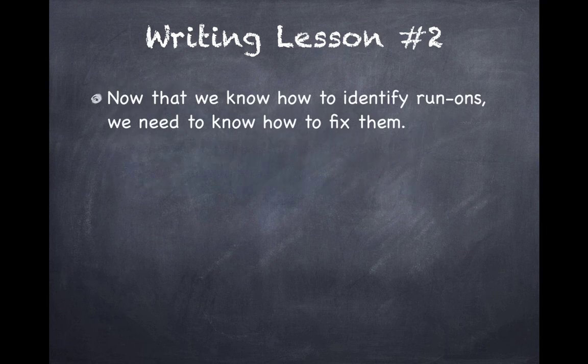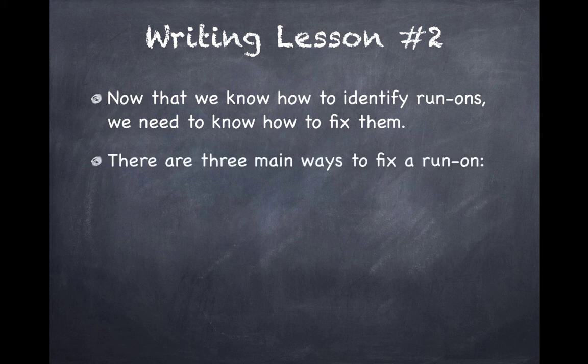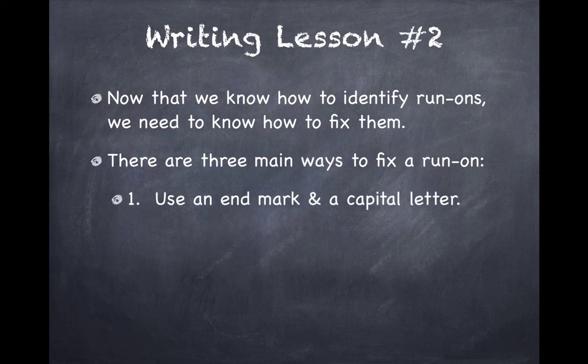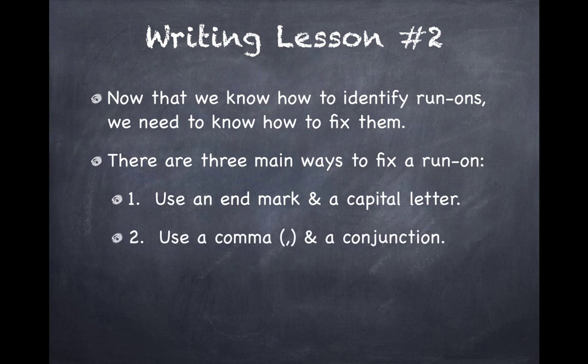Now that we know how to identify run-ons, we need to know how to fix them. There are three main ways to fix a run-on. First, use an end mark and a capital letter. Second, use a comma and a conjunction. And third, use a semicolon.